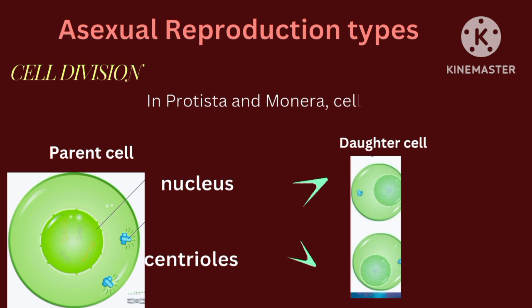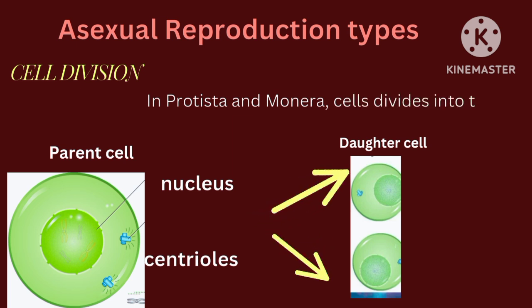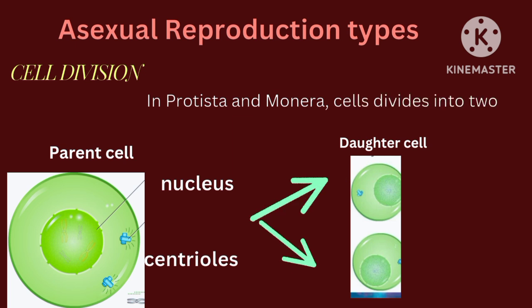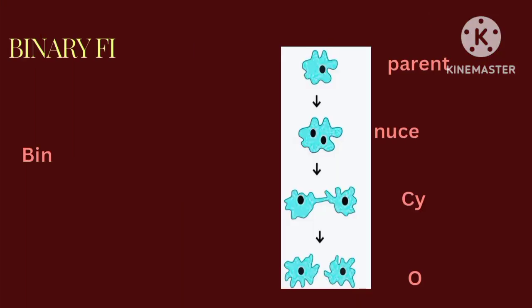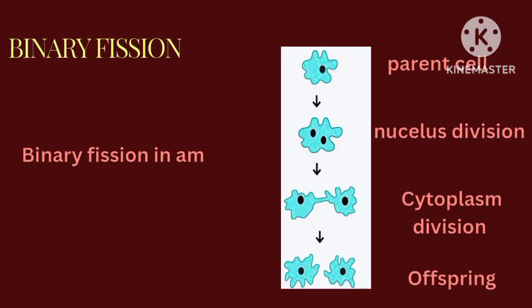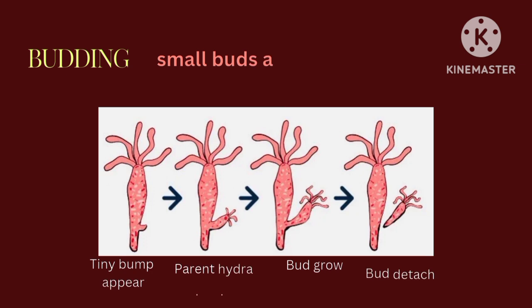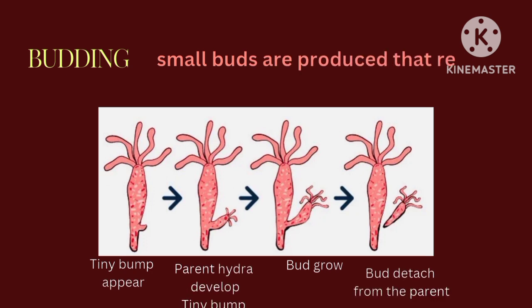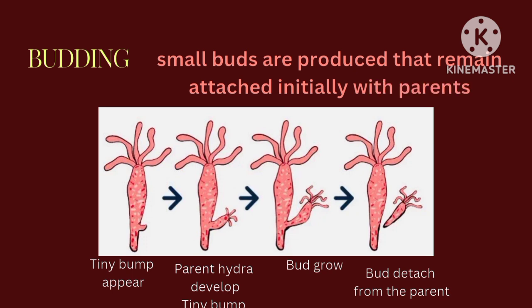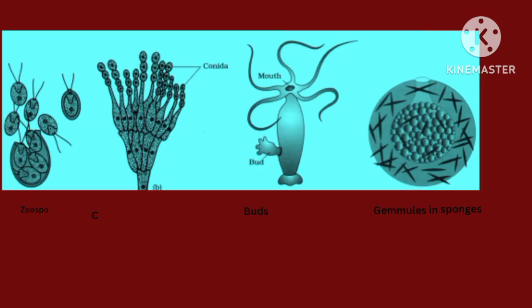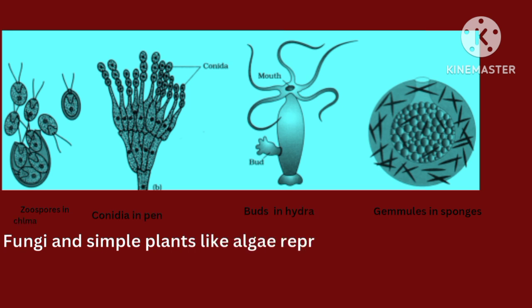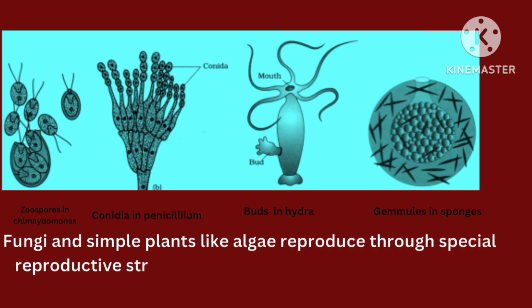they are clones. In Protista and Monera, the parent cell divides into two to give rise to new individuals. Thus, in these organisms cell division is the mode of reproduction itself. Binary fission: in this method of asexual reproduction, a cell divides into two halves and rapidly grows into an adult. Ex: amoeba, paramecium. Budding: small buds are produced that remain attached initially to the parent and get separated on maturation.